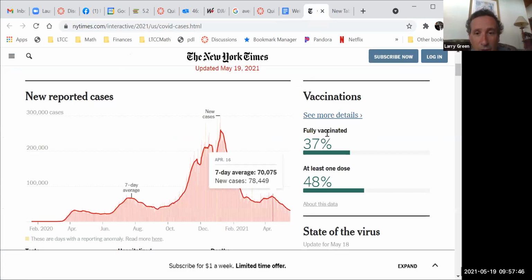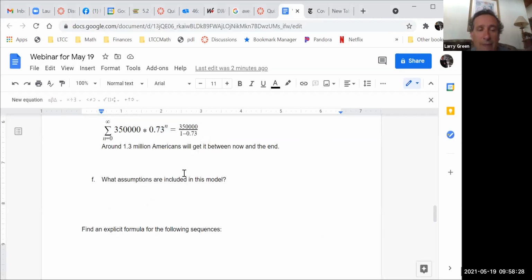So let me go back to the article, not the graph, but the article itself. And fully vaccinated 37%, at least one dose 48%. So we're going to have a big increase in fully vaccinated, because we're going to assume that one dose people want their second dose. Okay, it's true of most people. And that's a big difference, by the way. So that 0.73 is going to go down. Okay, it's going to go down a lot. And then there's people that are not even at least one dose that will eventually get it, in particular children.